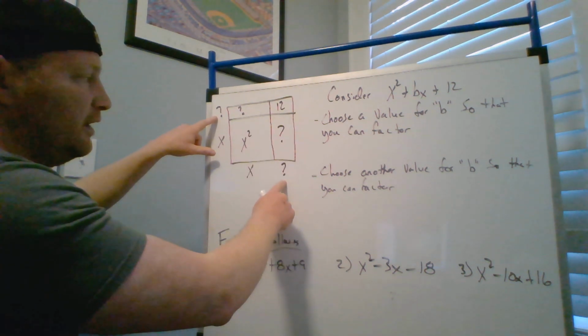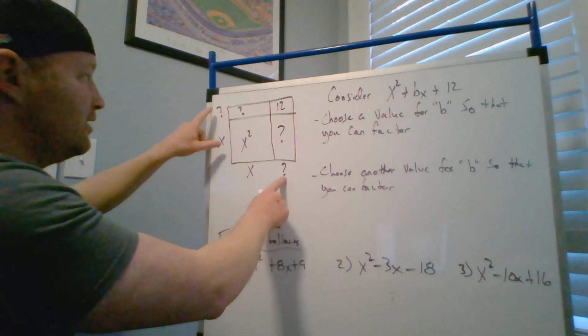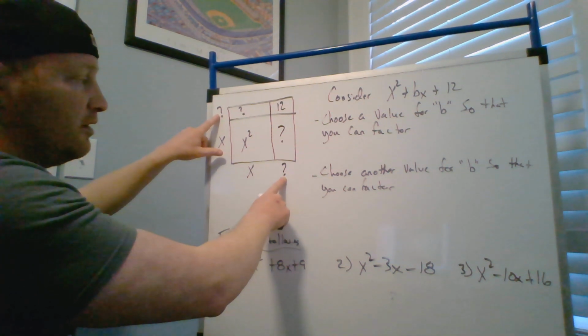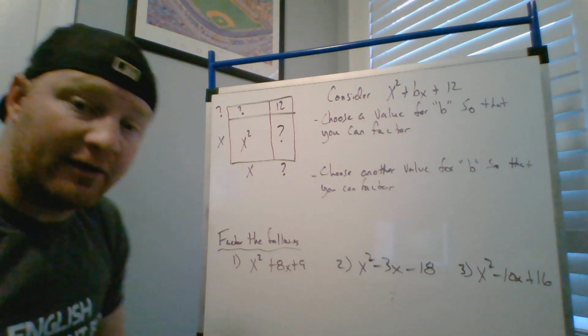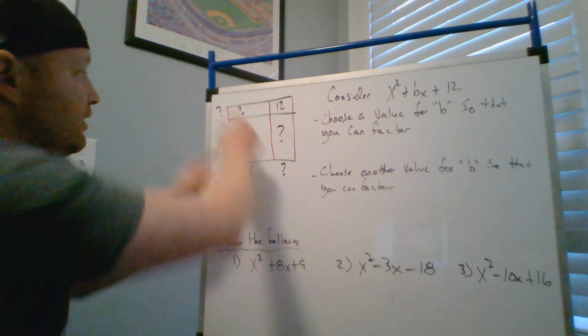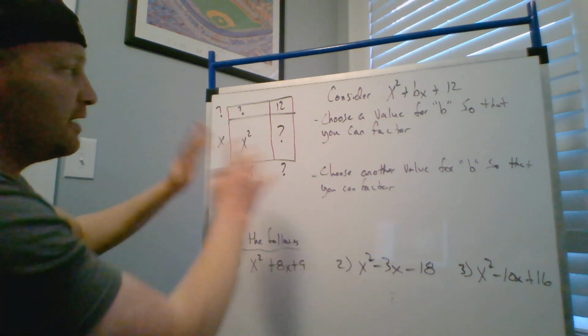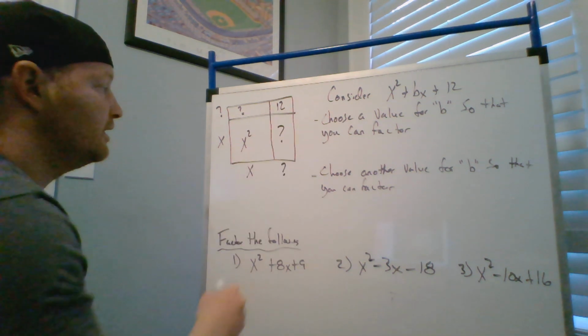So I could have a couple different numbers here. I could have 2 here or 6 here. Or I could have 3 here or 4 here. And it doesn't make a difference which one you put where. I could put 3 here, 4 here, or the other way around. It doesn't make a difference. It still multiplies to 12.